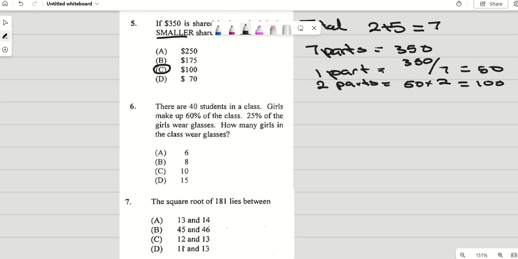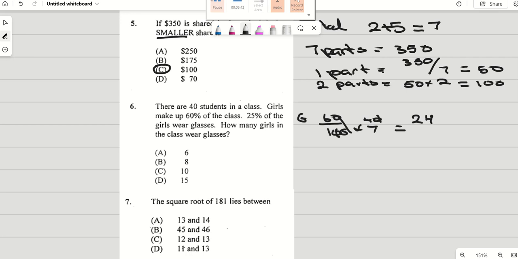Number 6. There are 40 students in a class. Girls make up 60% of the class. 25% of the girls wear glasses. How many girls in the class wear glasses? Let's do this. This is a repeated question as well. So first off, they say the total number of students is 40. They said 60% is girls, so we're going to find out how many are girls. That's 60 over 100 multiplied by 40 over 1. Cross out this, cross out this, cross out this. 6 fours are 24.